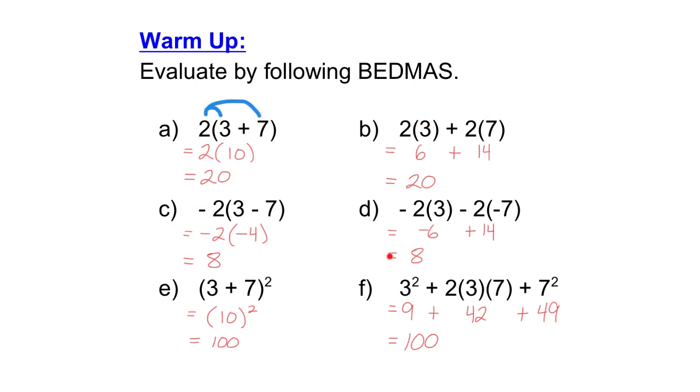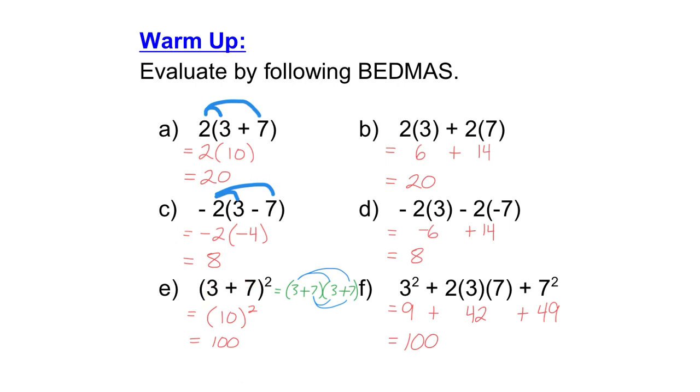Now compare C and D. We get the same answer. The question involves the same numbers: negative 2 times 3, negative 2 times negative 7, negative 2 times 3, negative 2 times negative 7. You might remember doing this in previous grades, but this is why it works. You get the same answer when you do brackets first and then multiply, or multiply each number in the brackets by the number in front first and then add them together. You get the same result.